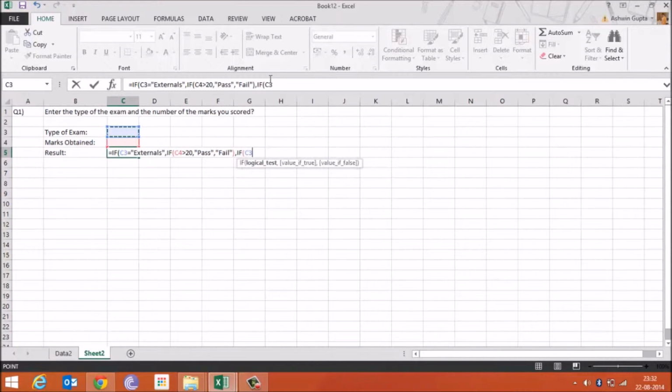Now similarly, for internals, we're keeping the pass criteria to be more than 14 marks. Again, the same command has been copied over here.